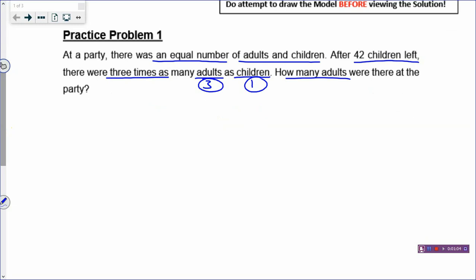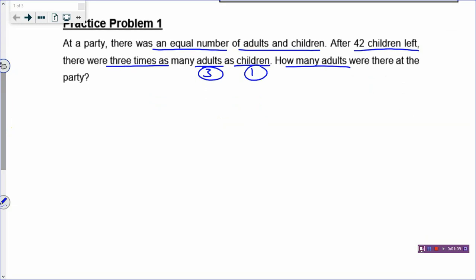Every time you have a before and after problem, you need to consider a very important question. If you don't think about this question, you cannot continue. So what is unchanged? Now, you have 42 children left. Are there any adults who left? There are no adults who left, so the adults are unchanged, and that is important because you're going to use that to draw your model.